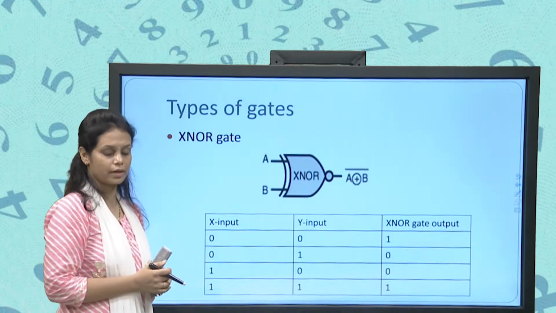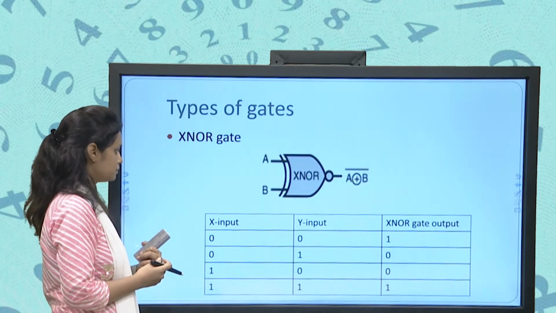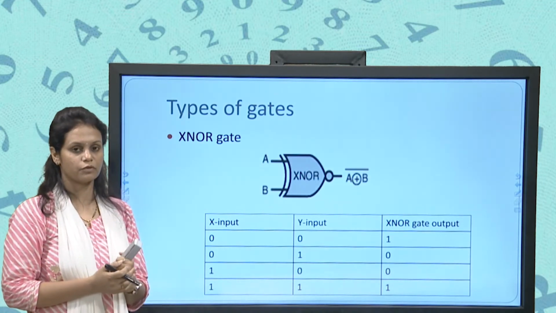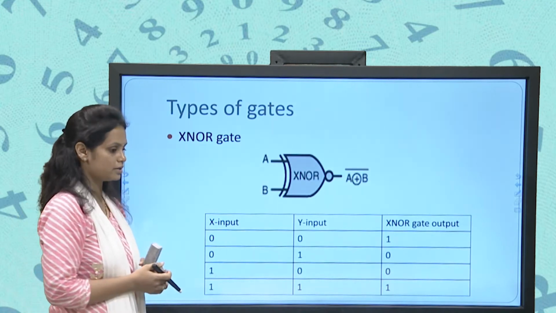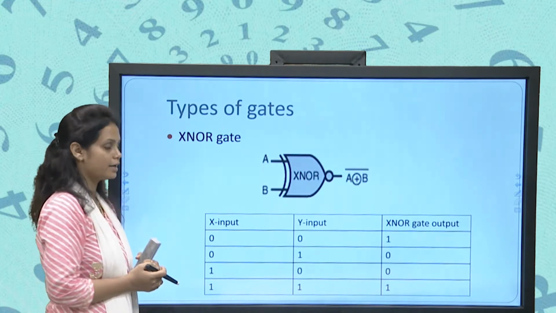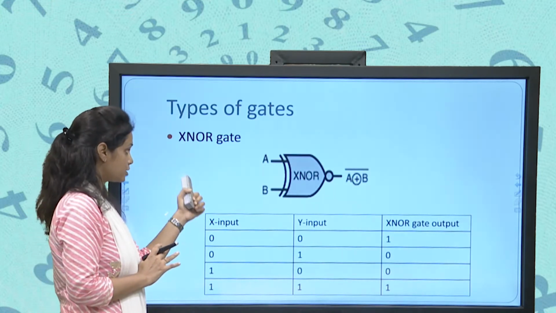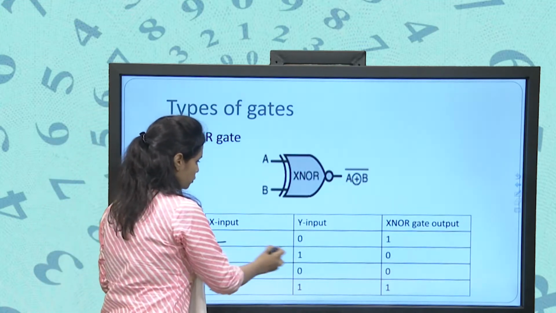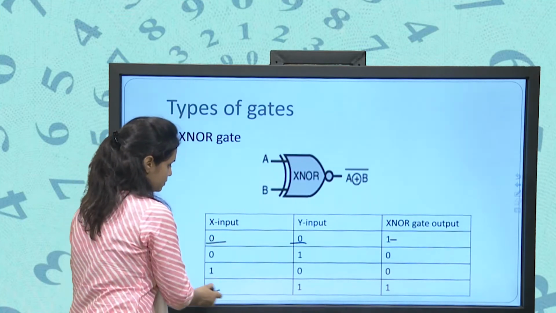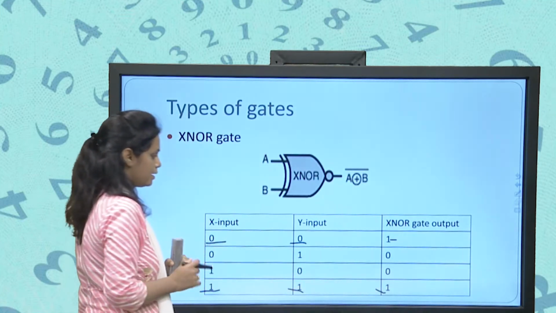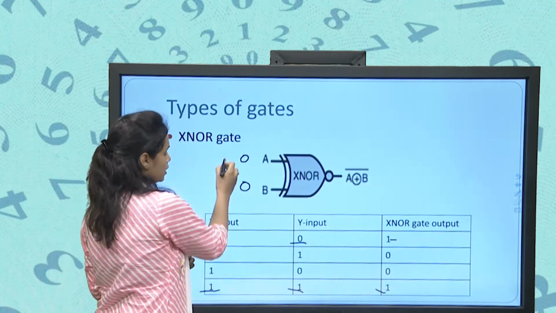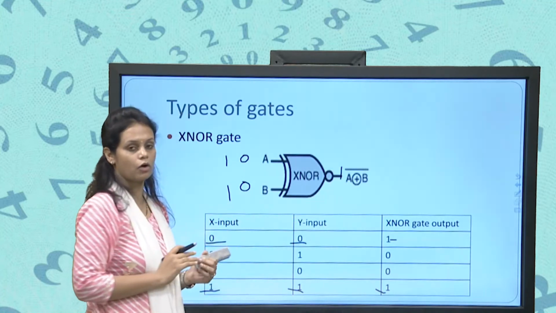This is the XNOR gate. Now what is the XNOR gate? We can say it has the reverse operation to the XOR gate. What is in the XOR gate? If both inputs are the same, we keep 0 in the XOR gate. In the XNOR gate, if both inputs are the same, we keep 1, else we keep 0. So if both are 0 we keep 1, if both are 1 then we keep 1, and in all other cases we will keep 0.